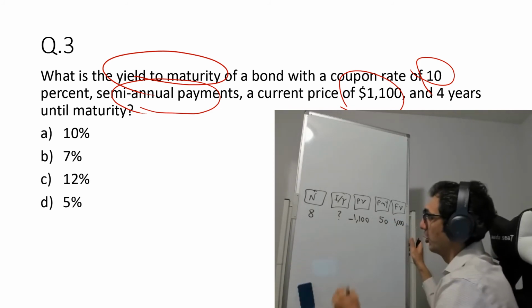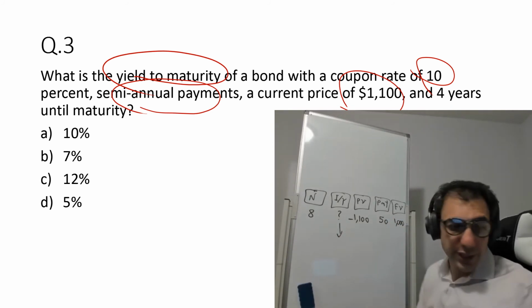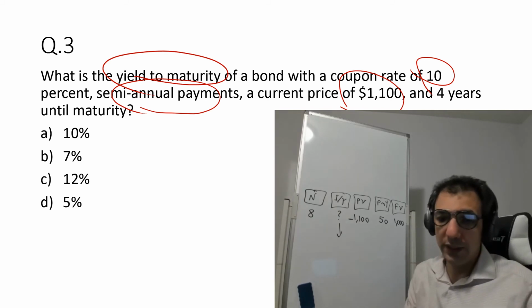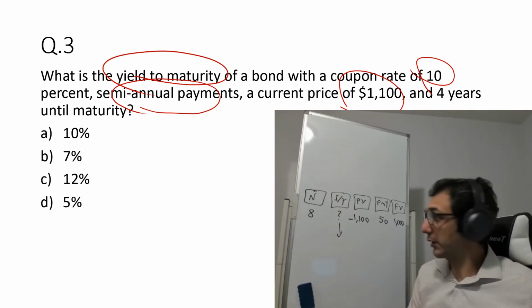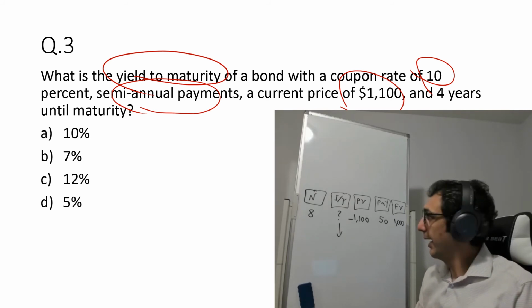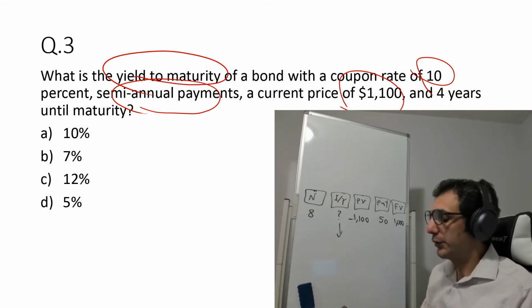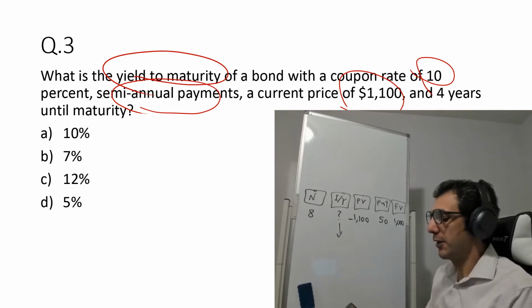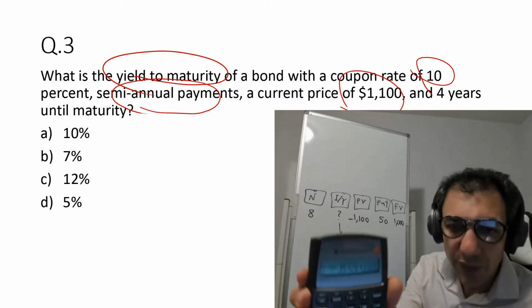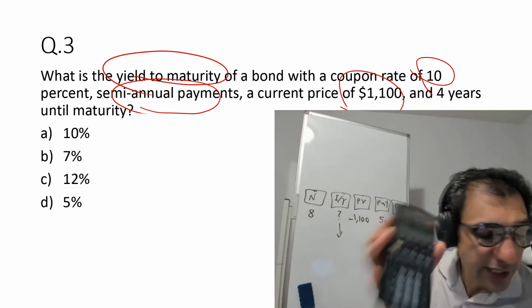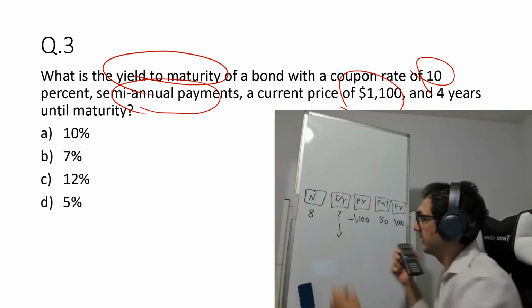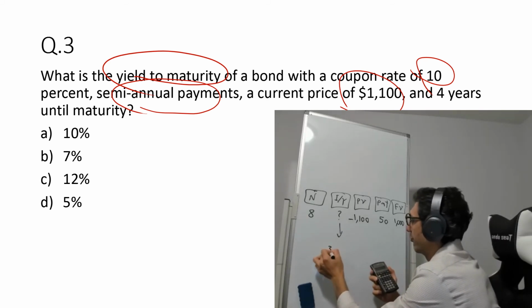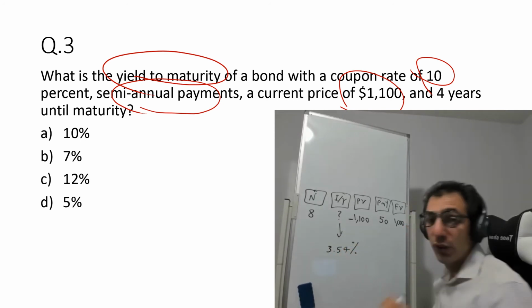So based on this, you can calculate the I per year. So what is your discount rate here? So let's use our calculator. 8 N, $1,100 negative PV, 50 PMT, 1,000 FV. You are computing I. So now here you have to be careful, because the number which this calculator is giving you, the discount rate, which is now 3.54%, this is for 6 months.